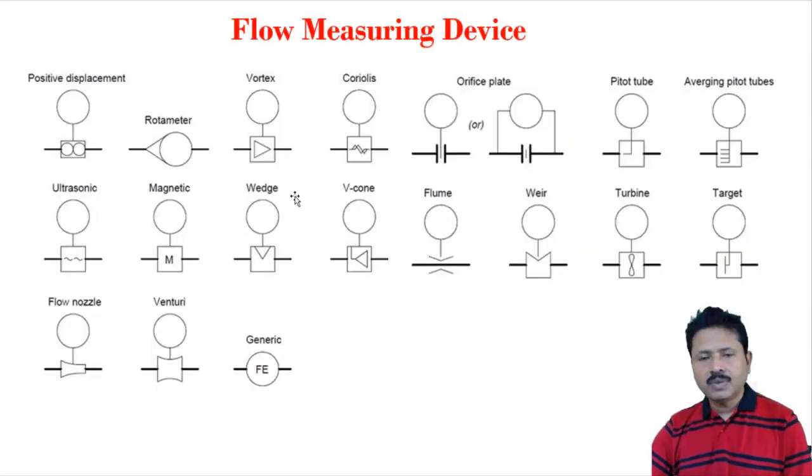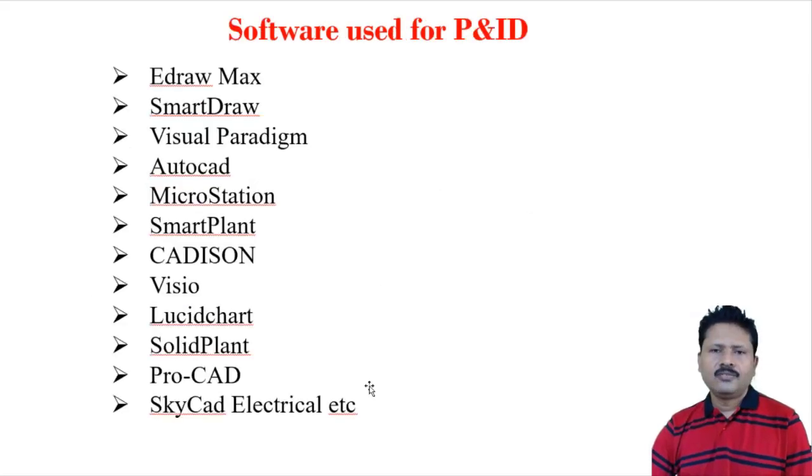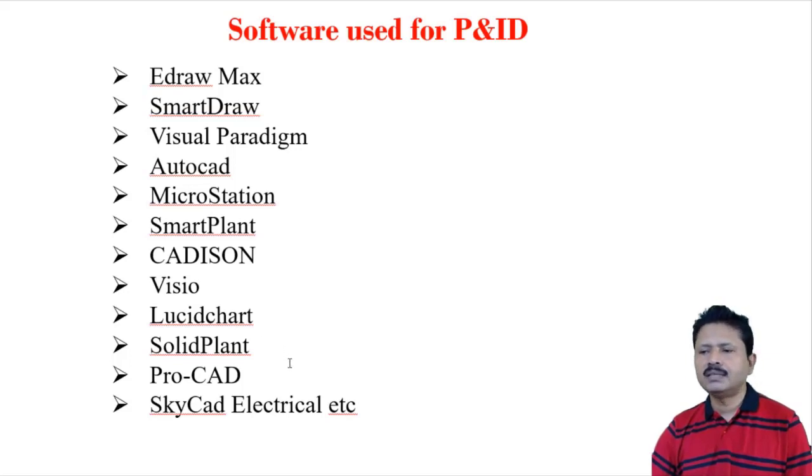These are different symbols for different types of flow measuring instruments: positive displacement, rotameter, vortex, Coriolis, orifice plate, pitot tube, ultrasonic, magnetic, weir, flume, turbine, target, flow nozzle, venturi, etc. For drawing and designing different P&IDs, different software is available in the market, like EdrawMax, SmartDraw, Visual Paradigm, AutoCAD, MicroStation, SmartPlant, Cadison, Visio, Lucidchart, ProCAD, SKYCAD Electrical, etc.